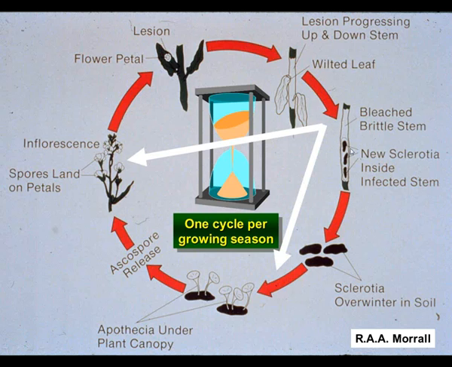So the amount of disease at the end of the growing season is proportional to the amount of inoculum floating around in the air, so the spores in the air in late June and July, and to a certain extent the number of apothecia being produced. Of course, this relationship is also modified by the environment. So the more favorable the environment is, the more disease and the greater the impact on the yield potential of the crop.